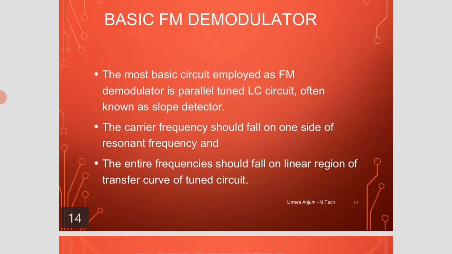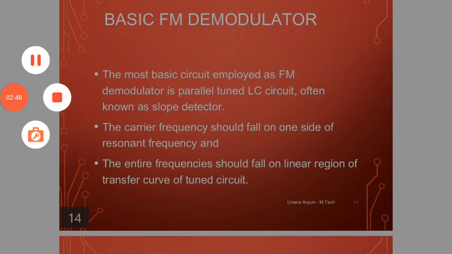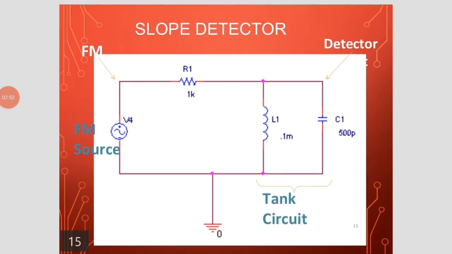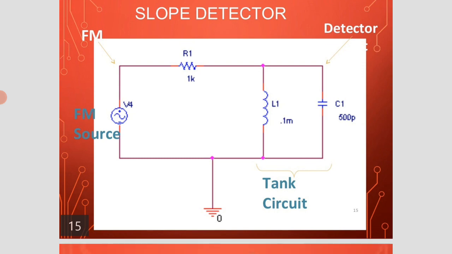In FM demodulation, the most basic circuit employed as an FM demodulator is the parallel tuned LC circuit, often known as a slope detector. The carrier frequency should fall on one side of the resonant frequency, and the entire frequency deviation should fall on the linear region of the transfer curve of the tuned circuit. The slope detector, the first type of frequency demodulator, is as shown in the slide.